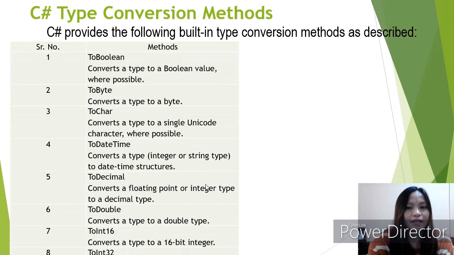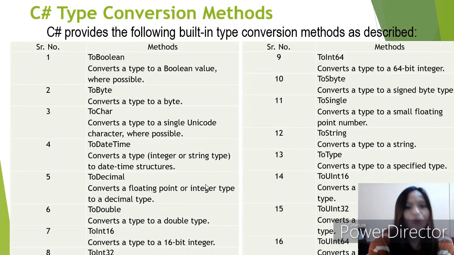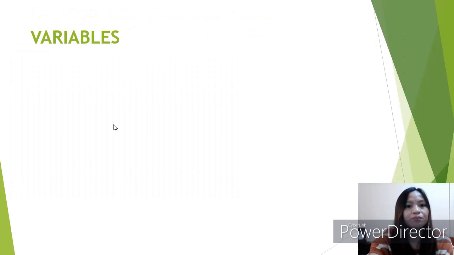And the tables below show the different type conversion methods. So, ToBoolean, ToByte, up to ToUInt64. So, these are very important in C# programming. You will see later in the sample programs that I will show you again.